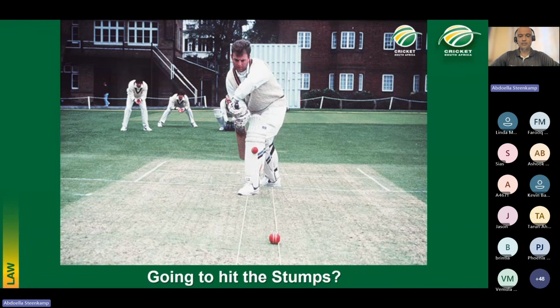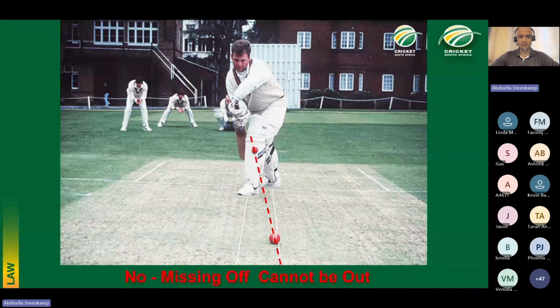Where did the ball pitch? It pitched between wicket and wicket. Where was the impact? Impact was between wicket and wicket. But there's also other factors that we need to take into account. Like, look at the trajectory of this ball. This is a left-arm bowler bowling over the wicket. Look at the trajectory. Look at the stride the batter got in. I think this is missing off stump. Not out LBW.